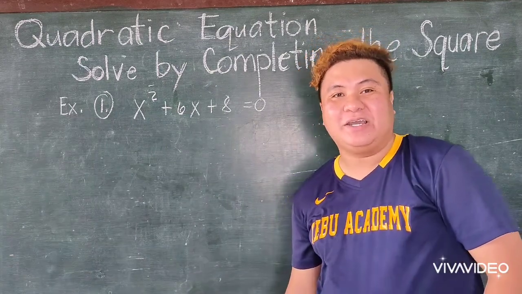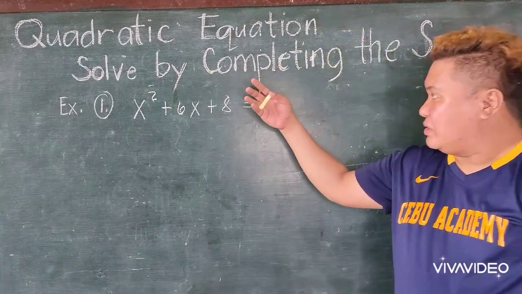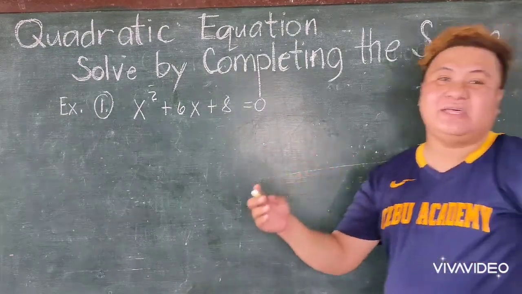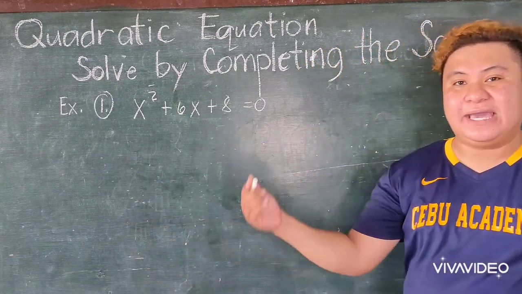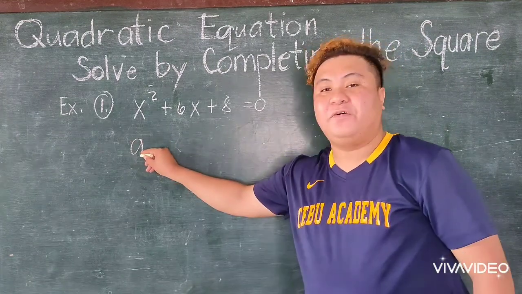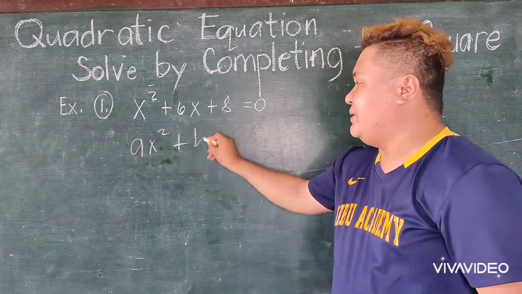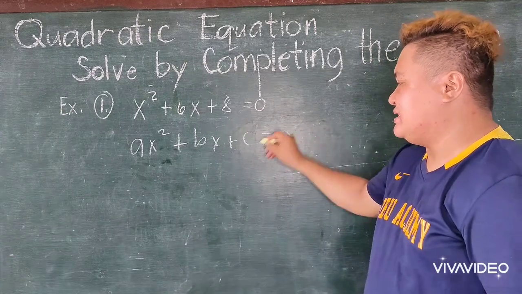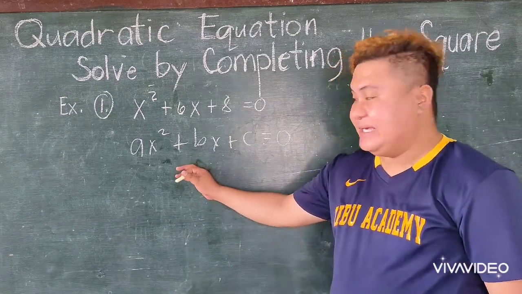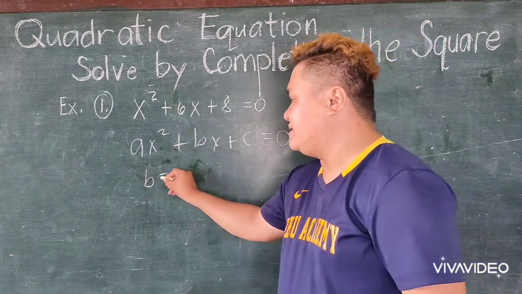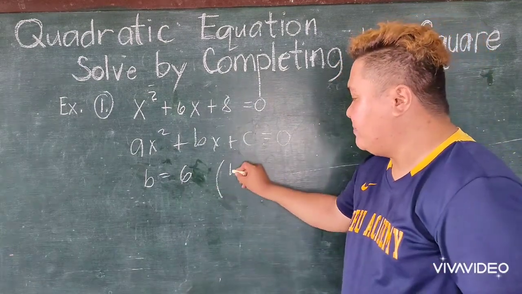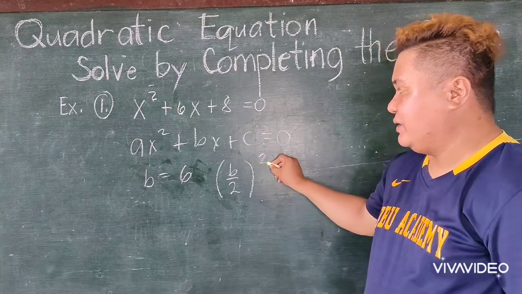So let's start. Let's solve the quadratic equation by completing the square. First thing that we're going to do is we need to get the value of letter B. Its form is ax squared plus bx plus c equals 0. The value of B is 6. So B now is equal to 6, and the formula for this is B over 2 squared.